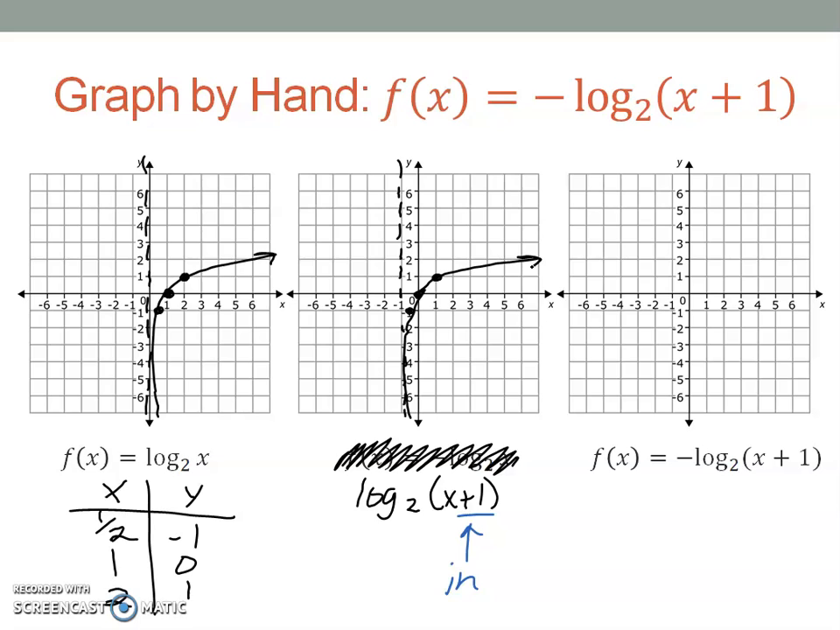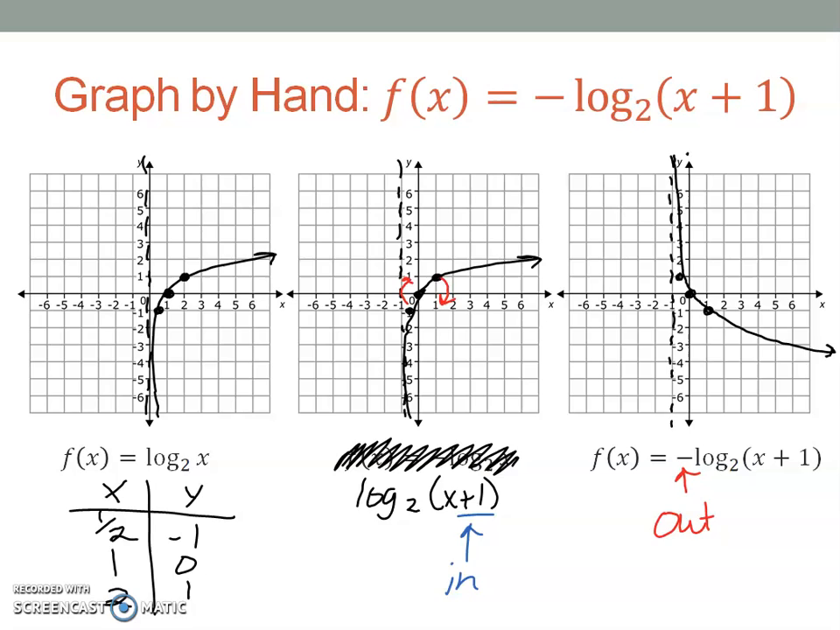And then the last thing I'm going to do is I'm going to take care of that negative. Well, where is that negative at? It's not in the parentheses, so that negative is considered on the outside. So since it's on the outside, this is going to be a vertical flip. We're going to be flipping over that axis. Okay, so we end up with that vertical flip there.